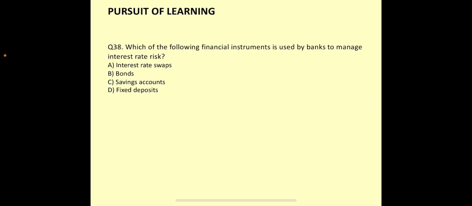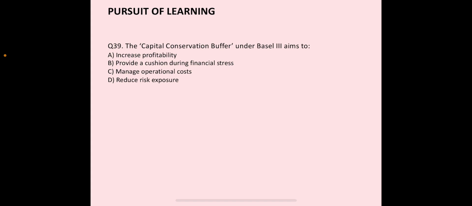Next question. Which of the following financial instruments is used by banks to manage interest rate risks? So interest rate swap. This question is repeated, I guess, so we'll move to the next question. The capital conservation buffer under Basel III aims to increase profitability, provide a cushion during financial stress, manage operational costs, reduce risk exposure. So the correct answer is provide a cushion during financial stress.